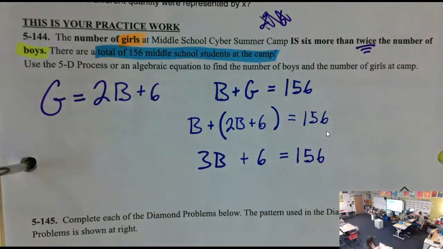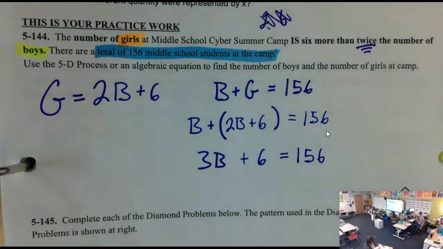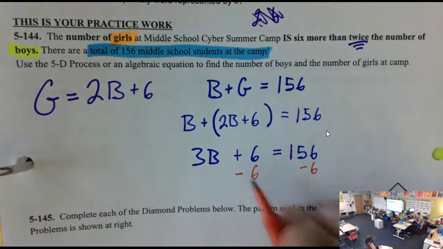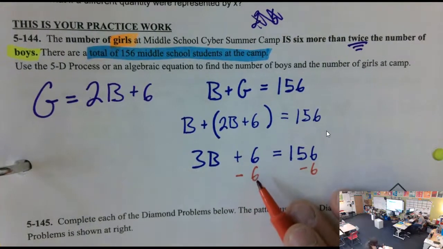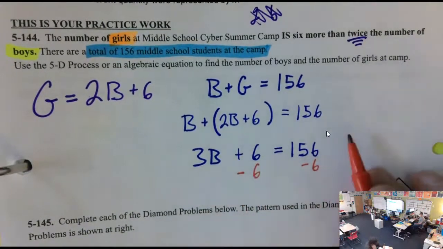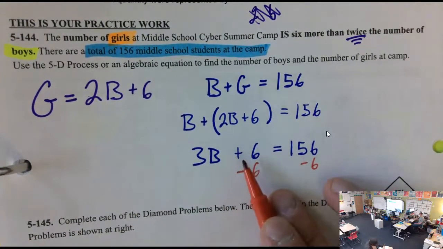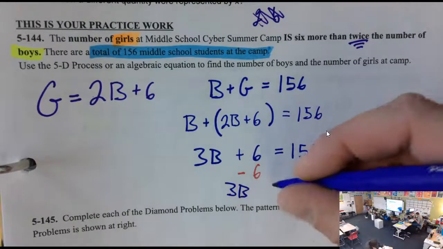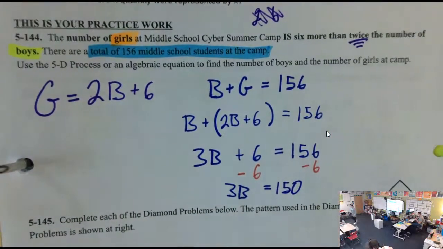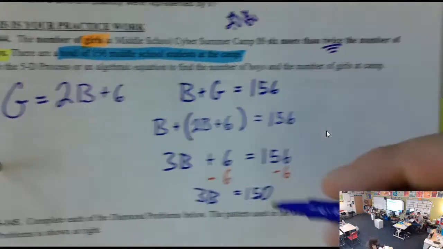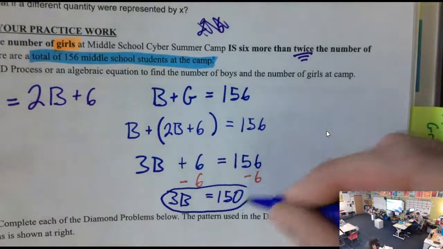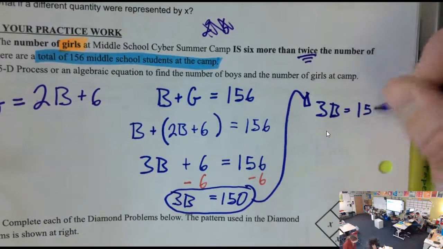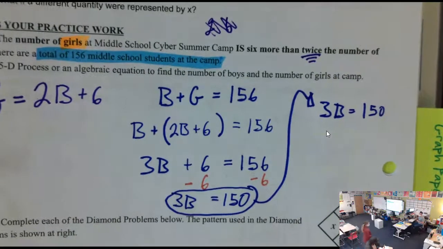Yeah, and this is when I would keep a different color, like if you want to keep a colored pencil in your notebook or something. Subtract 6 from both sides to get rid of it from the left side. We cannot add the 6 with the 156 because I need to get it off of the left side. So then we'd have 3B equals 150. I've kind of written a little big here, so I'm actually going to grab this and bring it up here. So 3B equals 150. How do I then finish?